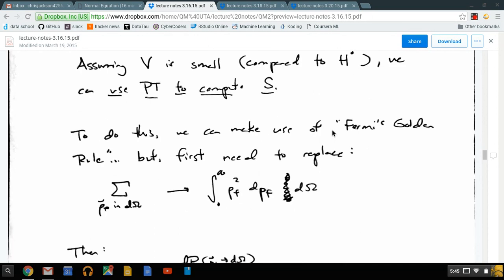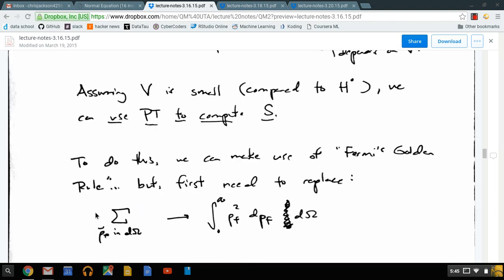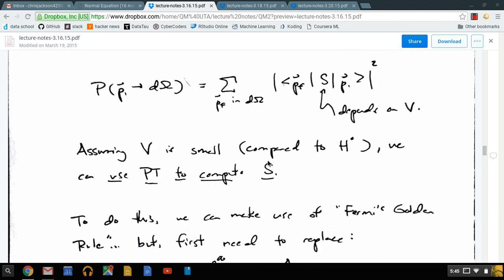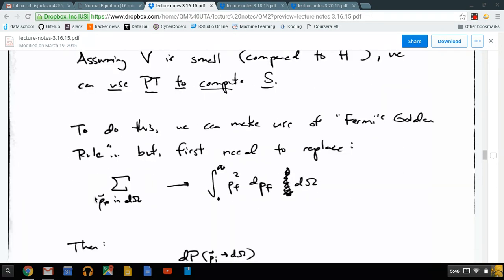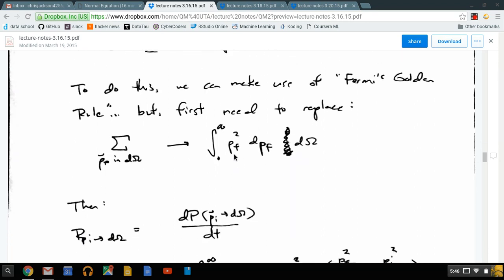And the way we can do that is we can make use of Fermi's golden rule. But the first thing that we have to do in order to do that is to replace this sum here, which was kind of a schematic sum, really, because we all know that momenta is a continuous quantity, so we should have expected that this thing really should be an integral, right? So we need to replace this sum with the integration over the final state momentum. So this is just three-dimensional integration over the 3 dimensions of momenta written in spherical coordinates.